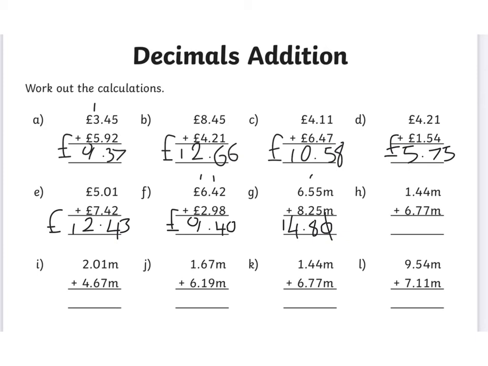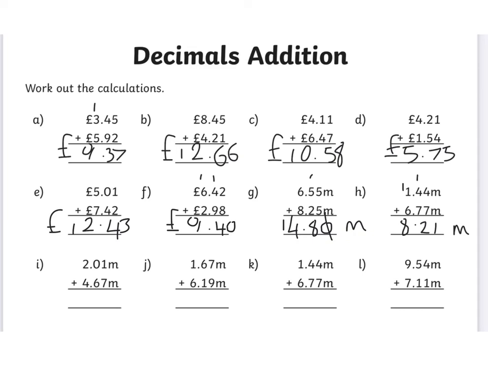1.44. So 4 plus 7 is 1. Carry your 1. 4 plus 7 is 11. Plus your other one is 12. Carry your 1 over. 1 plus 1 is 2. 8.21 meters. Remember, put meters in here as well.